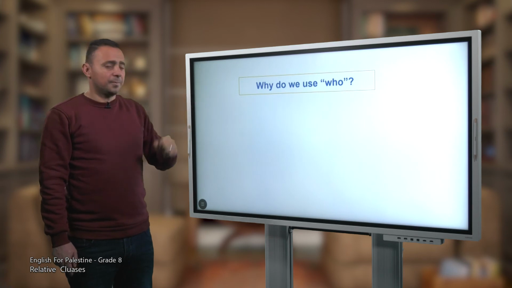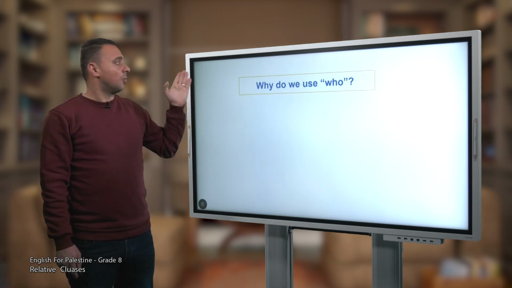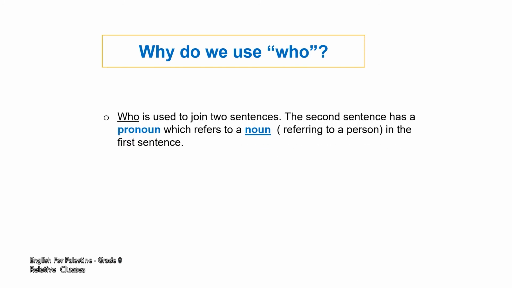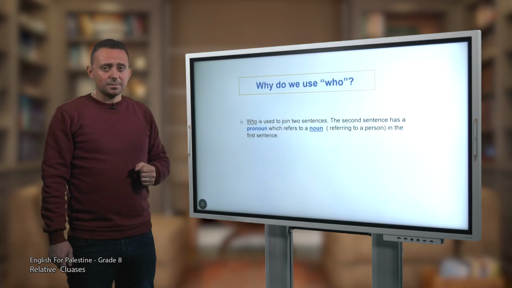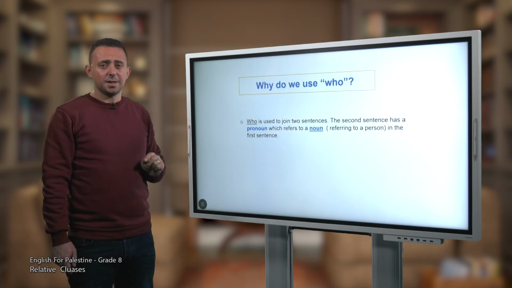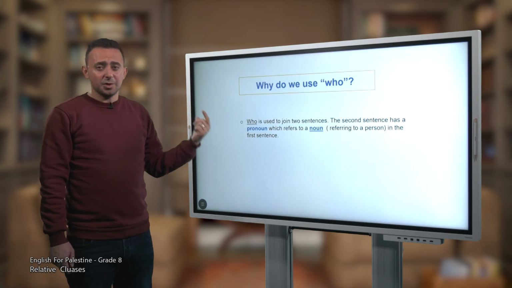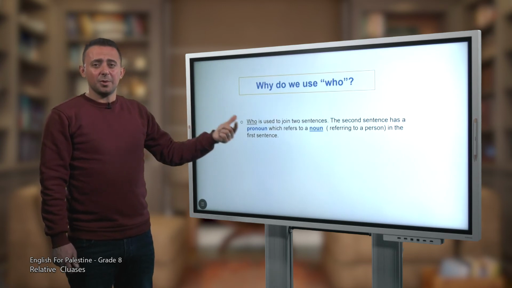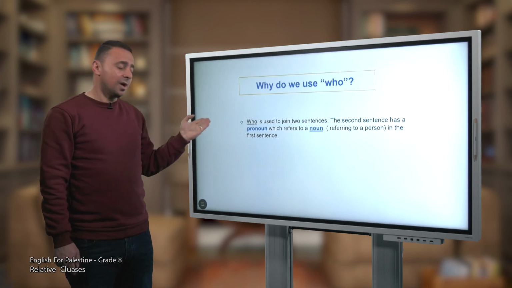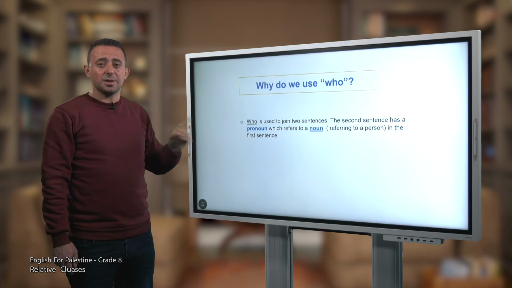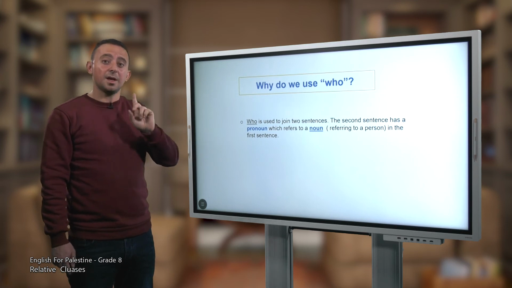Why do we use who? Again, the question is, why do we use who? Let's see. Who is used to join two sentences. The second sentence has a pronoun which refers to a noun, referring to a person in the first sentence. As you have just seen in the previous examples, we use a relative pronoun instead of the subject pronoun in the second sentence to refer to a person, not a thing.